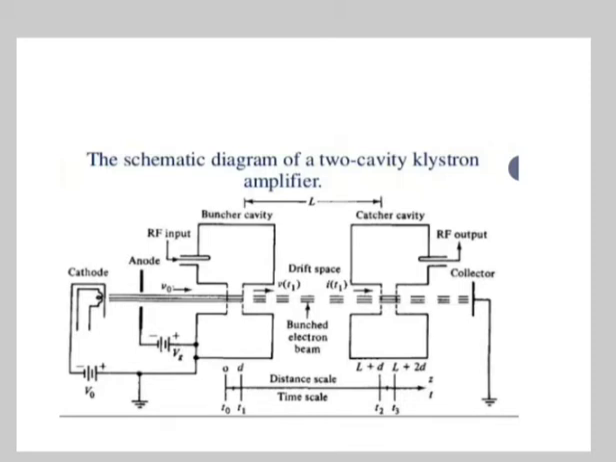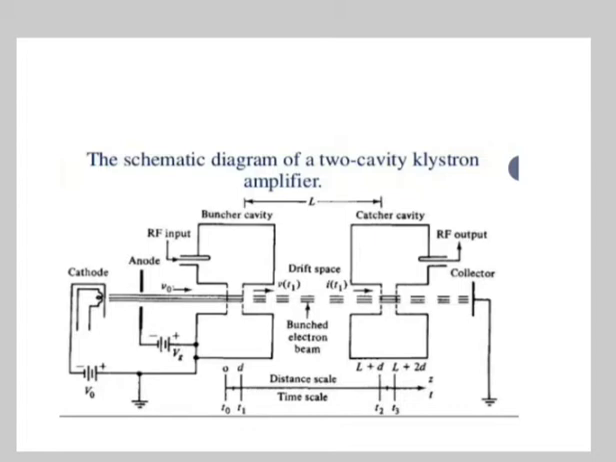Both the cavities are identical and are tuned to the natural frequency of the cavities, which is also the frequency of the input signal. Finally, emerging electrons with reduced velocity from the second gap are collected by the collector. The two cavity klystron is capable of operation at frequencies in excess of 100 GHz.